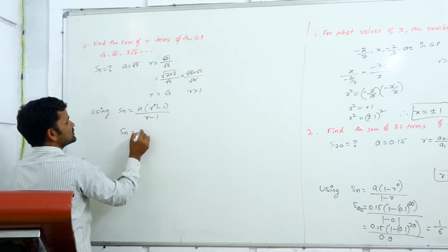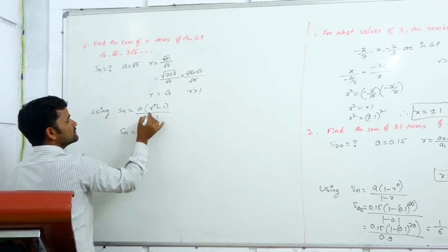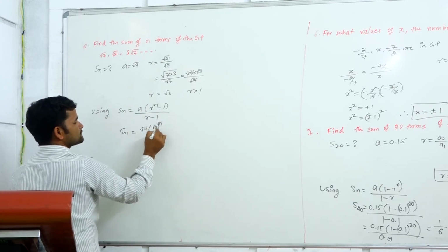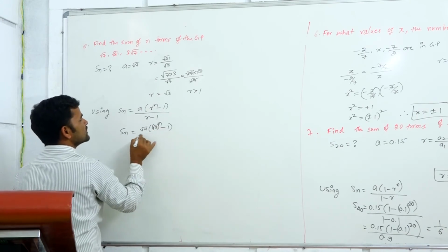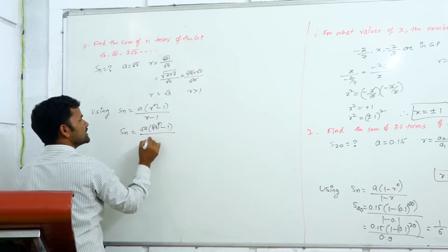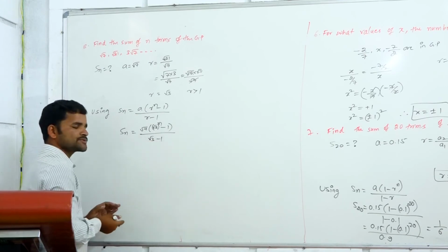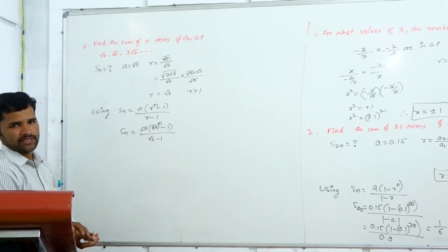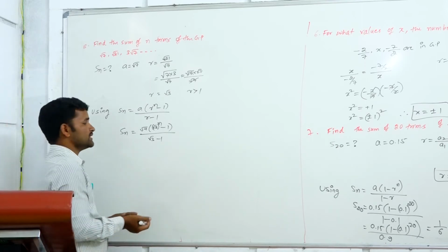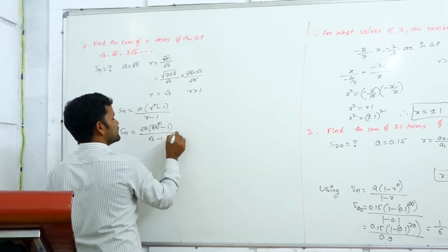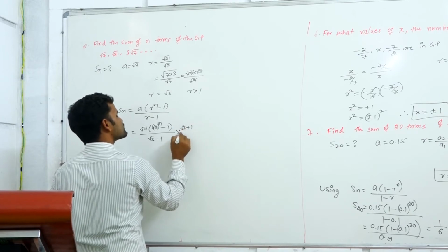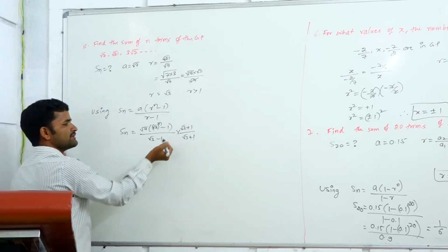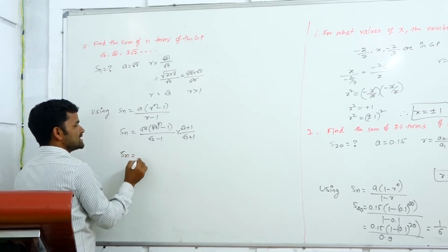A value substitute root 7 into R is root 3, whole to the power n, minus 1, divided by R minus 1, means root 3 minus 1. You can leave it here or we can rationalize the denominator. What is the rationalizing factor of root 3 minus 1? It is root 3 plus 1 by root 3 plus 1. Multiplying with root 3 plus 1 and dividing with root 3 plus 1.